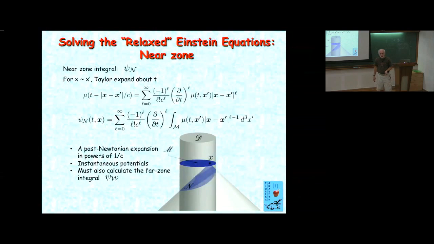But once again, even to calculate the field in the near zone, we have to complete it with the integral over the past, over the far zone. And at high enough order in these sequences, you do get contributions from the far zone integral. You can't ignore them. At lowest order, they tend to be zero, but at high enough order, such contributions start to kick in and you have to have them. It can be very important.